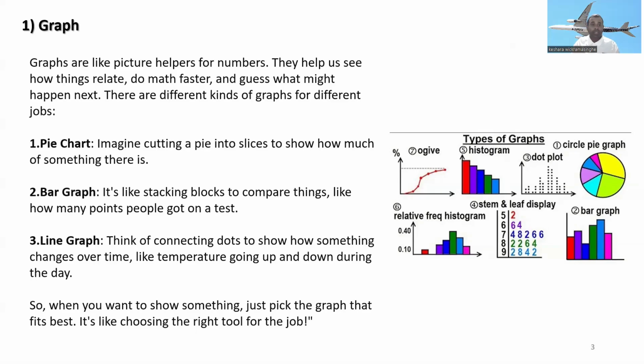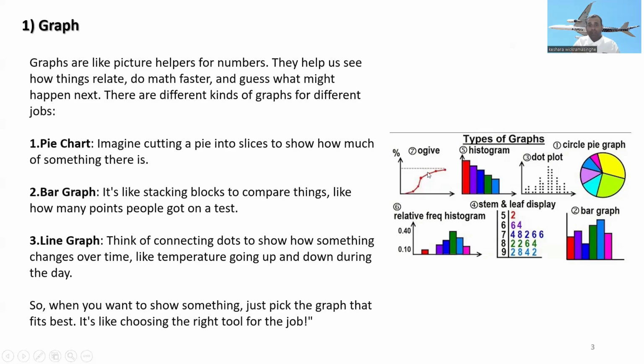For example, pie charts. You can see here is the pie chart. Imagine cutting a pie into slices to show how much of something there is. We can use pie charts to show this kind of information. The next one is the bar chart, or bar graph. You can see here is the bar graph. A bar graph is like stacking blocks to compare things, like how many points people got on a test.